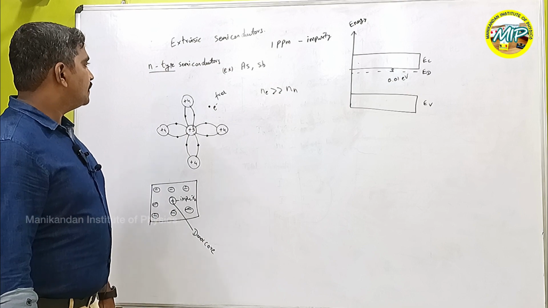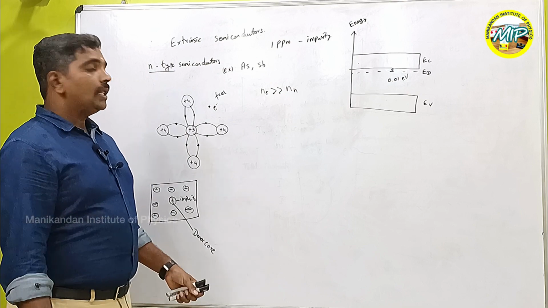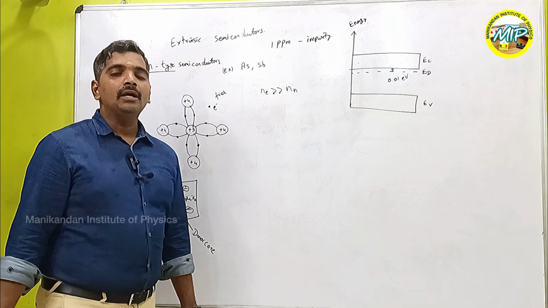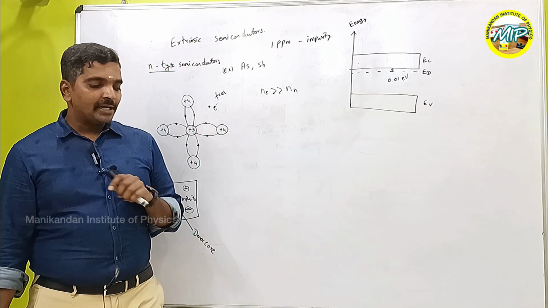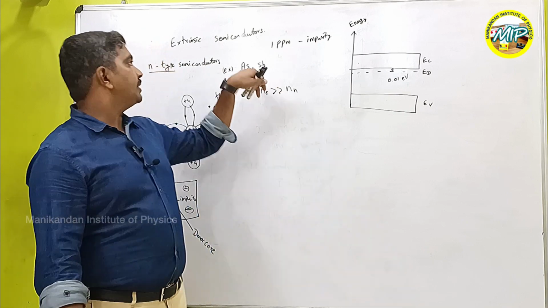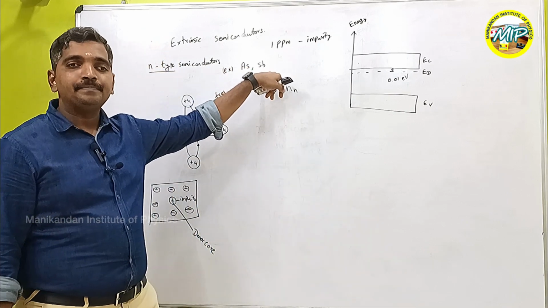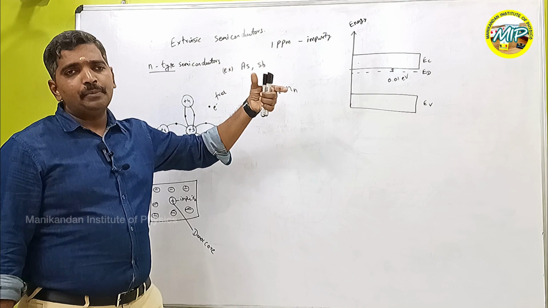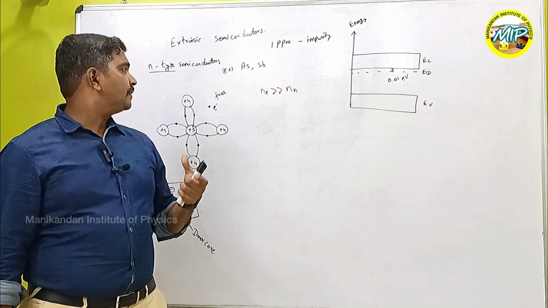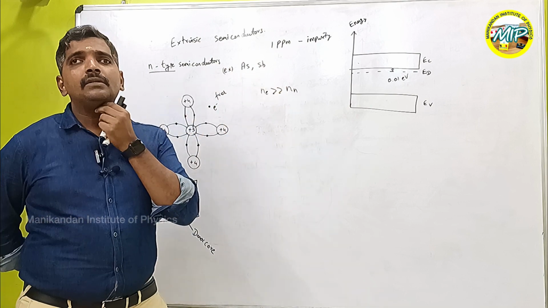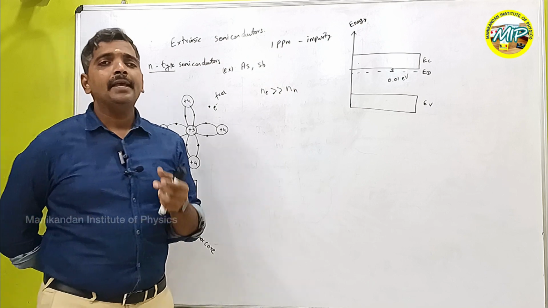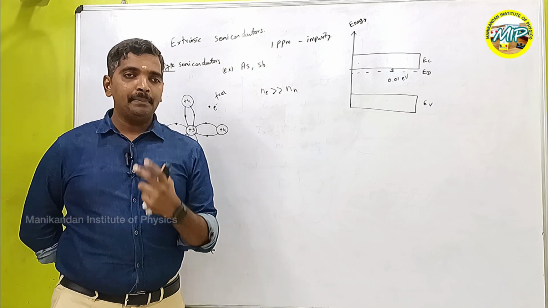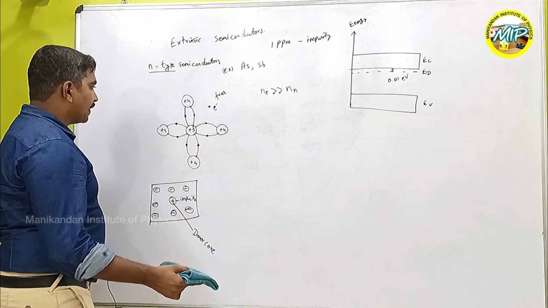Okay, so next we are going to discuss the p-type semiconductors, or positive type semiconductors. In the case of p-type semiconductors, it's not a pentavalent impurity with 5 electrons, it's a trivalent impurity. Okay, next we will discuss.